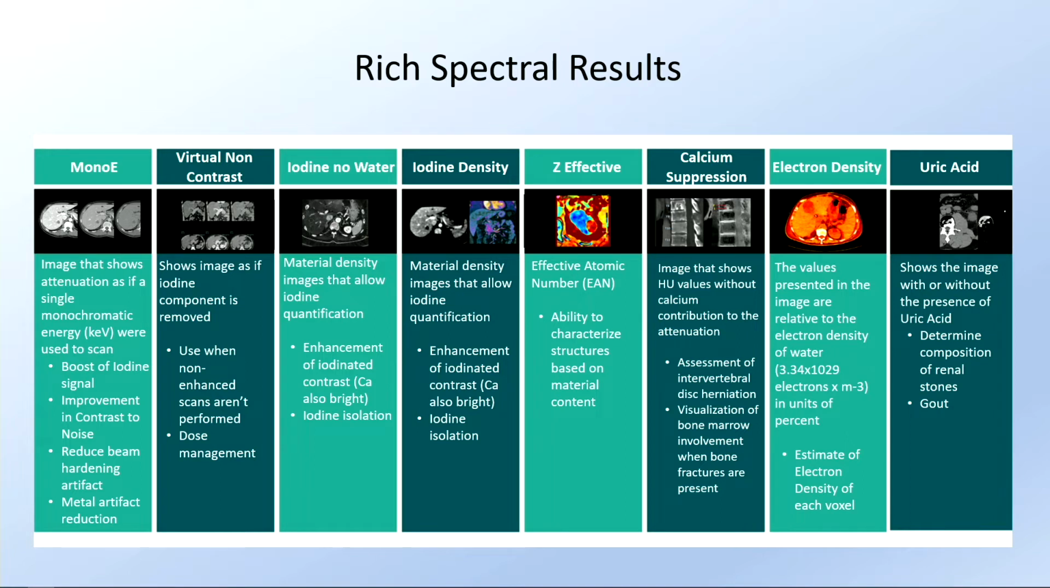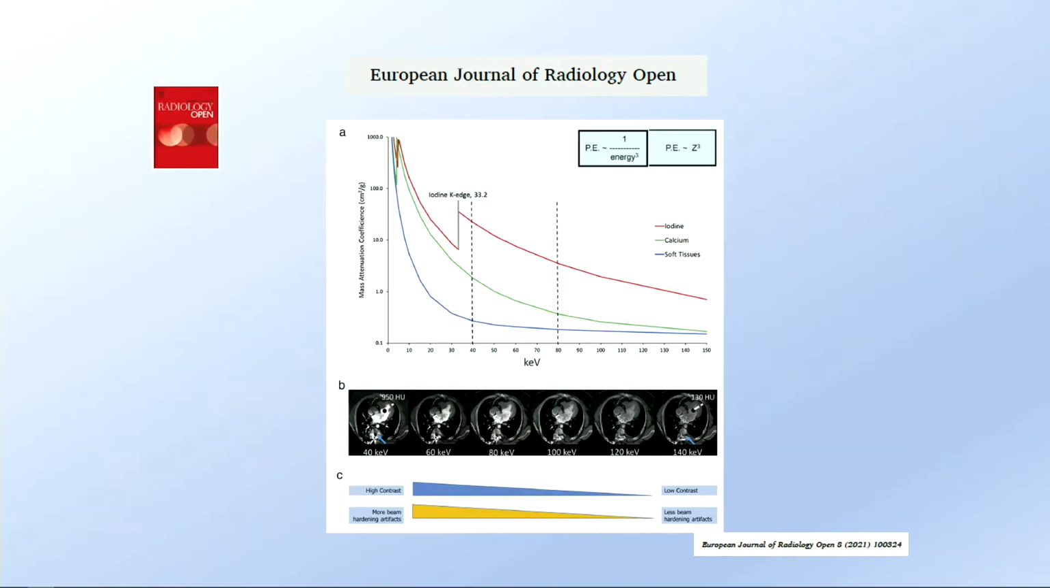Sometimes you know about these things, sometimes you don't. Your technologists scan the patient and then you have artifacts, so you can modify the mono-Es to help you get a good quality scan. You can use a virtual non-contrast as well that shows images as if the iodine wasn't there. We'll talk a little bit more about this later. We have also the iodine no water, iodine density. We have the Z effective also that will show the effective atomic number. We can do calcium suppression as well, and also electron density and uric acid, which we personally don't use as much for cardiac yet. So how will the mono-Es help you?